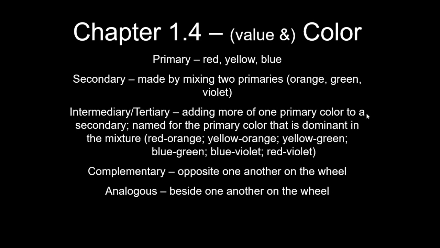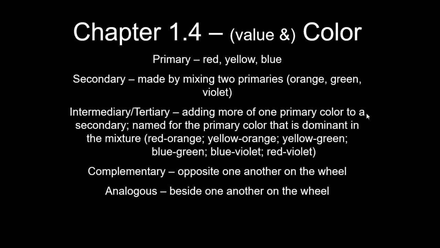Your intermediary or tertiary colors are essentially secondaries that have more of one of the primaries in the mix. If you think of green, for instance, as being 50% yellow and 50% blue, we could alter that green by having it be 75% yellow and only 25% blue. That would give us a more yellowish green. So in fact, we name the colors for the primary color that there's more of in the mixture. So instead of saying orange-ish red, the correct name is red-orange.